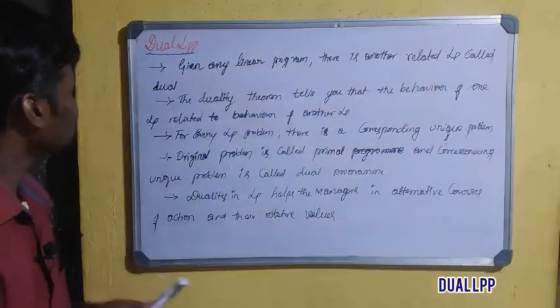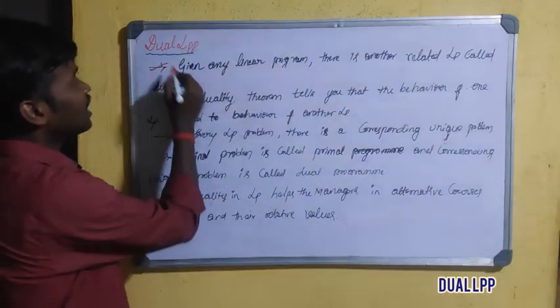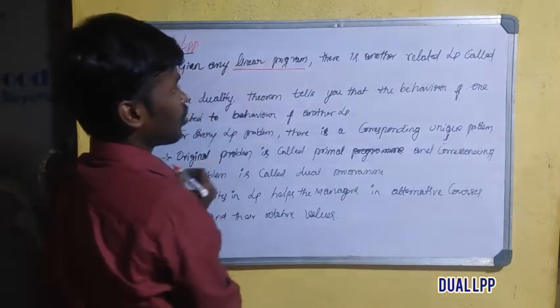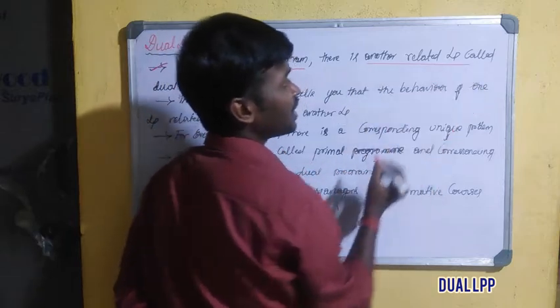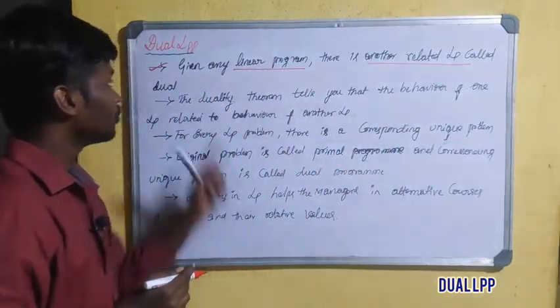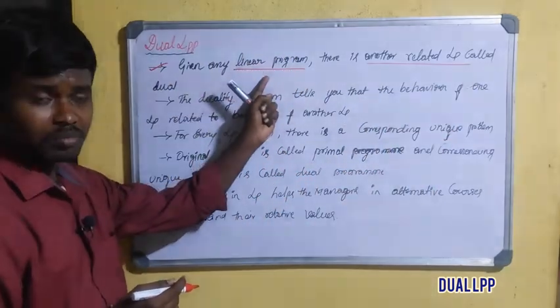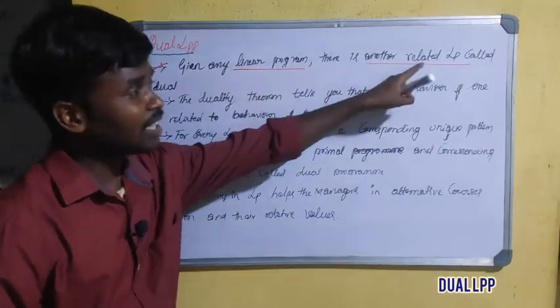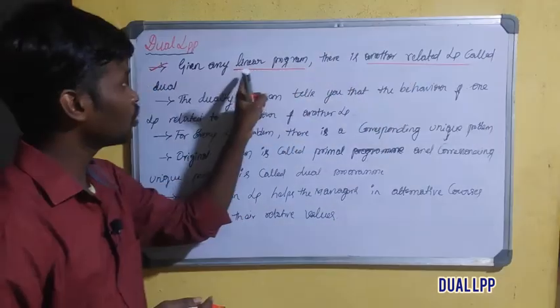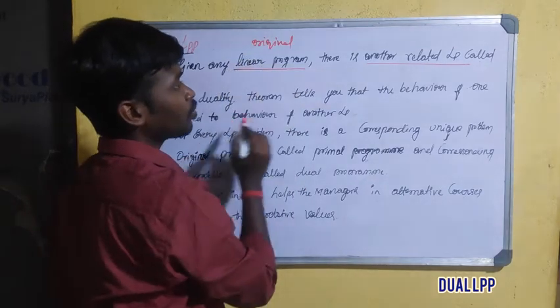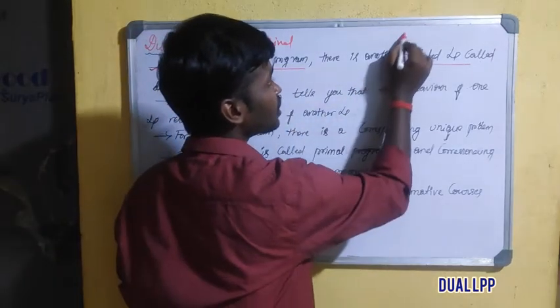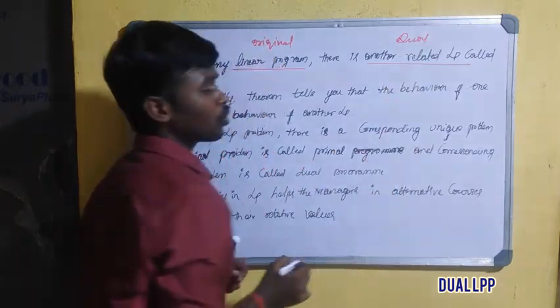Okay, see the concept. Given any linear programming problem, that is the original problem, there is another related linear programming problem. That is, for a given original problem, there is another related linear program, and that related program is the dual problem.